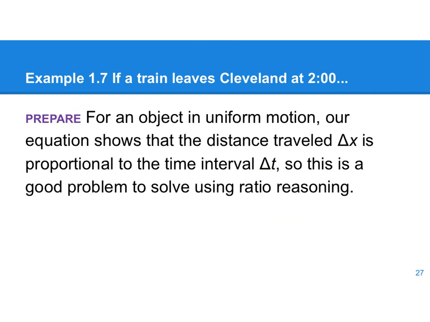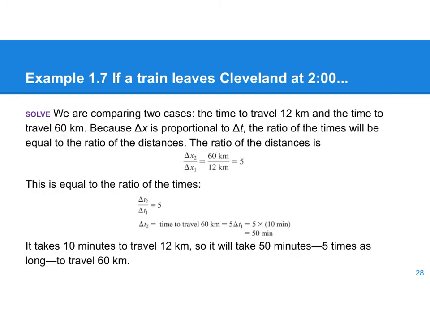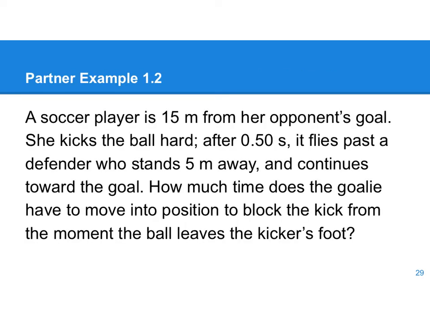So we can do this a couple different ways. We know that delta x is going to be 12 kilometers. And if we set up a proportion, it's 5 times the distance. So it needs to be 5 times the time. Nice and easy.